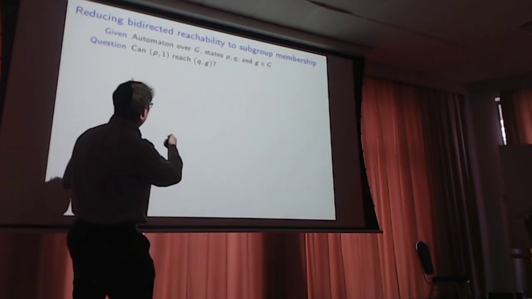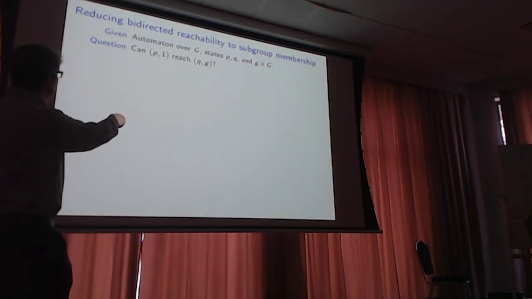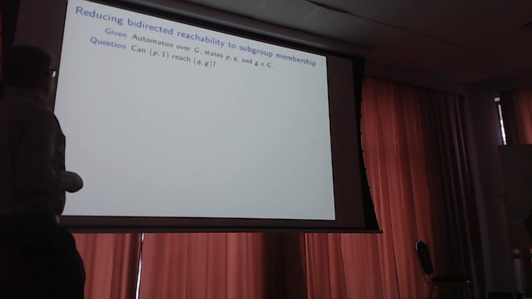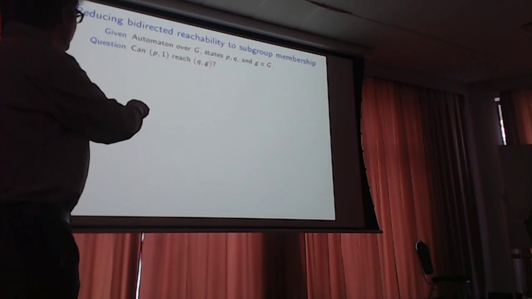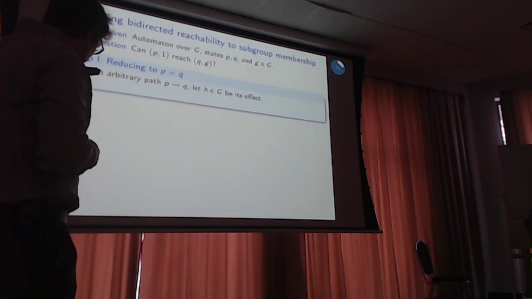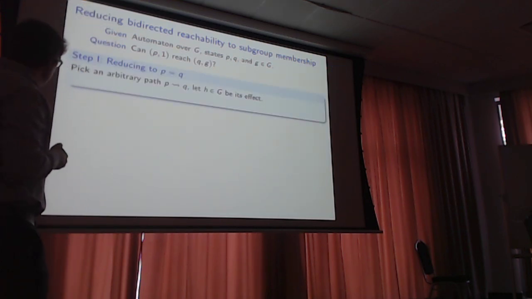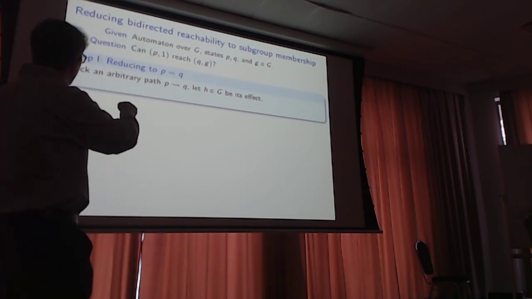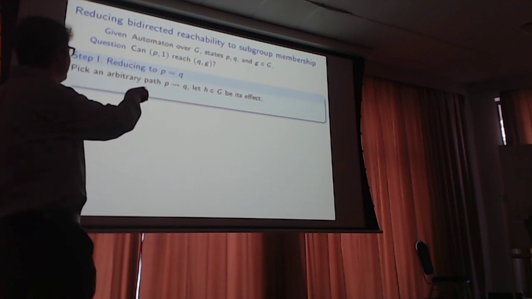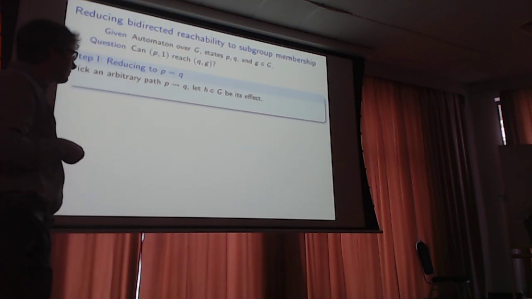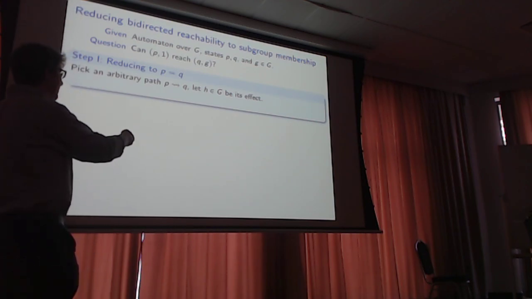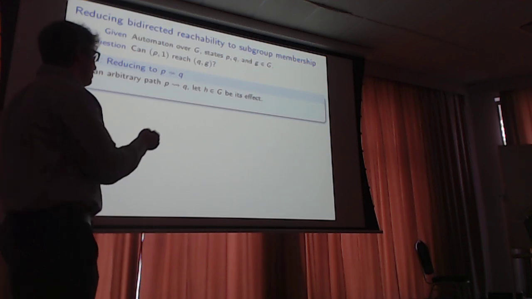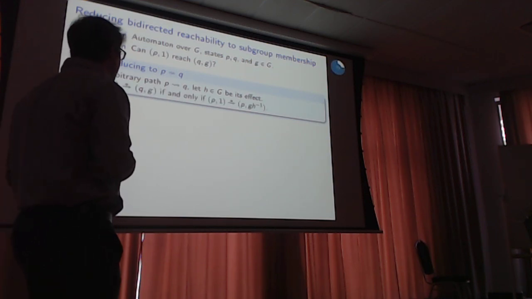So suppose we have a bidirected automaton, and we want to know, can we reach from P1 to QG? Of course, the first one is different than the simple reduction. So let's assume the first one is 1. The first step in the reduction is to make sure that the final state is the same as the first. We can assume that. And for that, you just pick an arbitrary path from P to Q and look at its effect, H. So that's the group element spelled by that path.